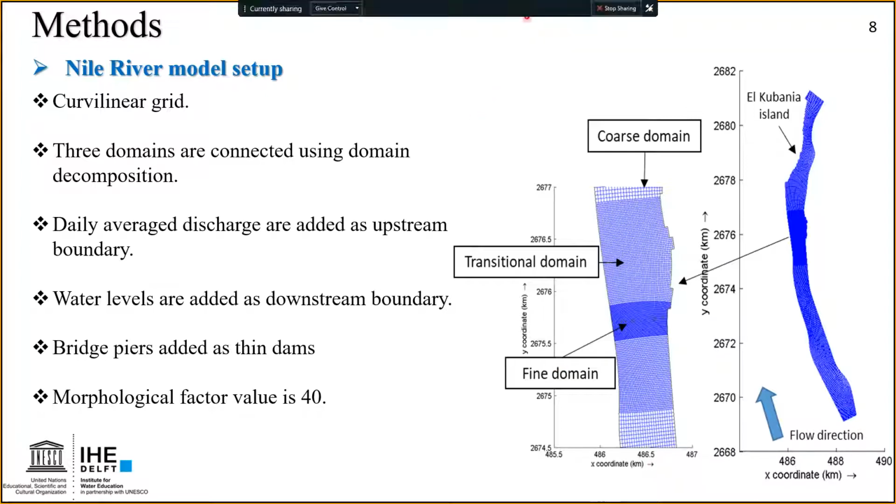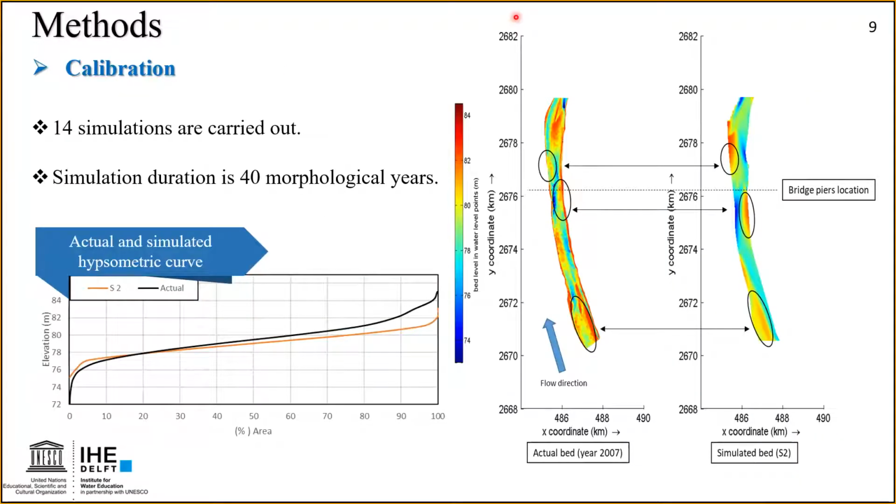We used daily average discharge as the upstream boundary and water levels as the downstream boundary. Of course, we simulated bridge piers as thin dams. We use a morphological factor of 40 after carrying out sensitivity analysis because our system is very slow. Very fast, we carried out 14 simulations for the morphodynamic calibration. And here on the right-hand side, I show the best scenario we could get.